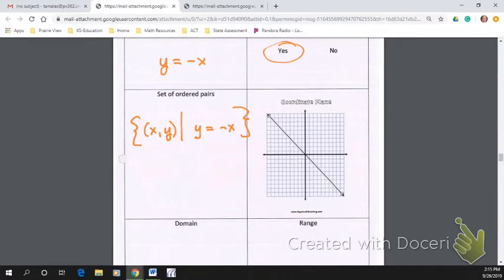Okay, so domain. Domain you said was script R because it goes forever up, forever down. Range is script R because it's forever left, forever right. All diagonal lines are always script R on both of those. Page 7. Yes, it's a function. It passes the vertical line test.